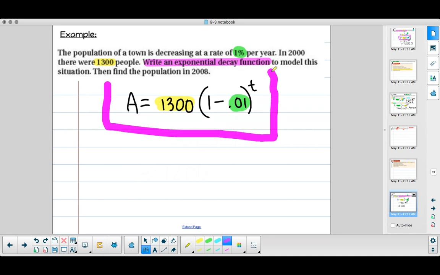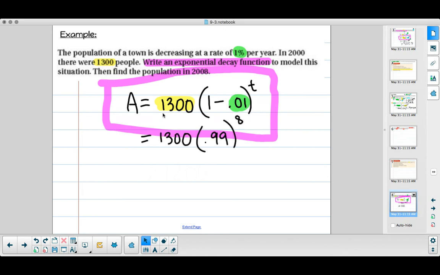We leave the variable t in the function, and then we can use this function to figure out the population after any amount of years. The question is to find the population from 2000 to 2008. So from 2000 to 2008, 8 years have passed. So when we fill in this function, we're going to subtract 1 minus 0.01, which would be 0.99, and then we're going to raise that to the 8th power.